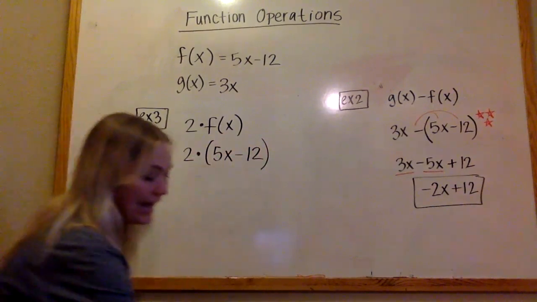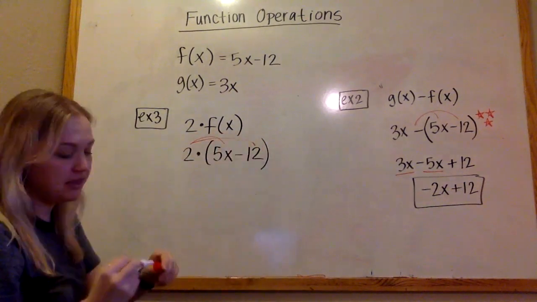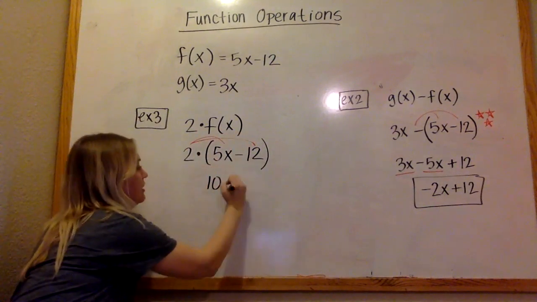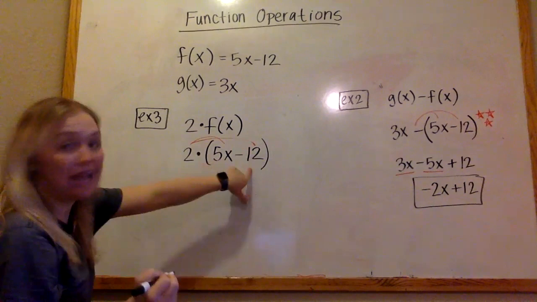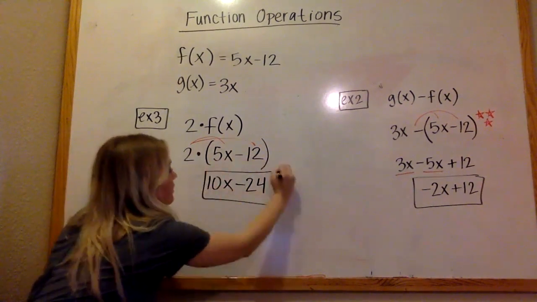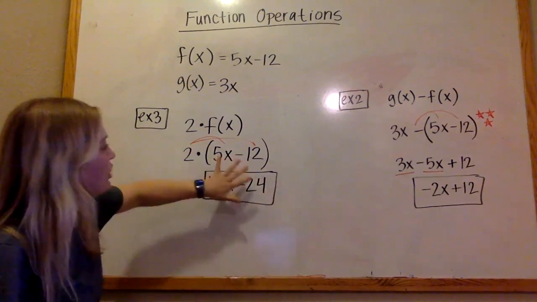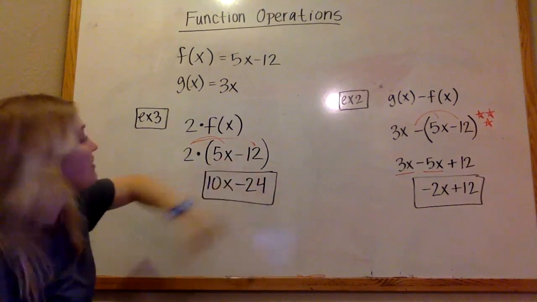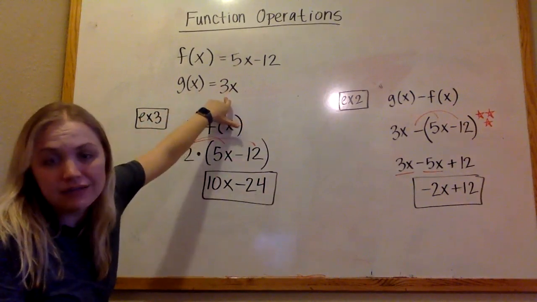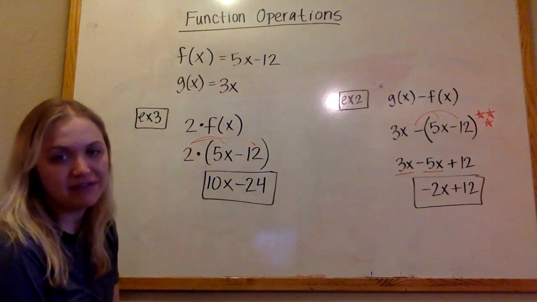So that means I need to distribute this 2 to everything that was f of x. So 2 times 5x is 10x, and then 2 times negative 12 is negative 24. That's my final answer. So this one was a little bit more intense because we had to distribute to both things. If I had said 2 times g of x, then I would really just be doing 2 times 3x, which would be 6x. So this one, we had to distribute it to all the pieces of f of x.